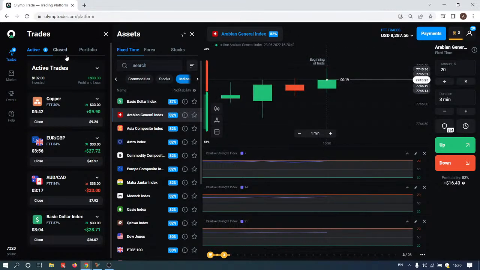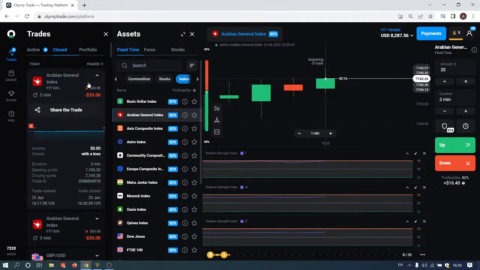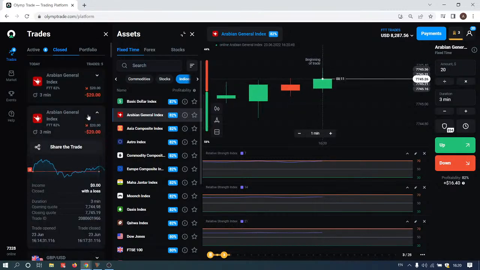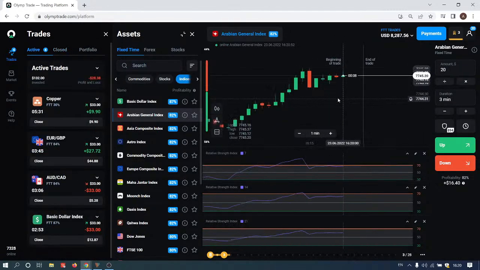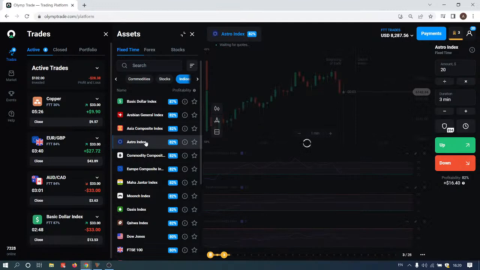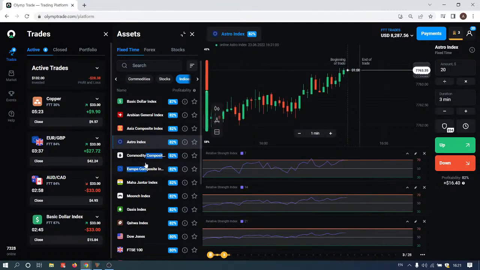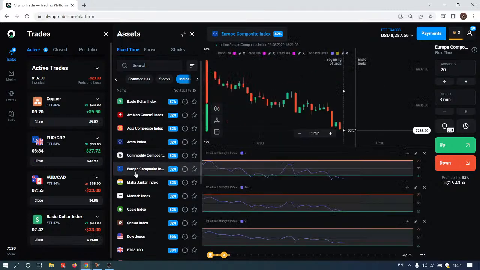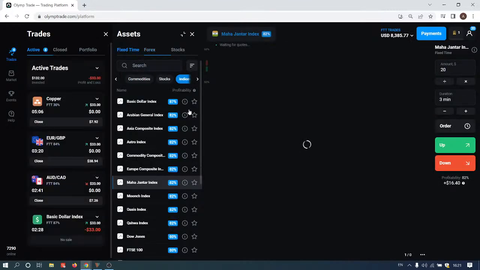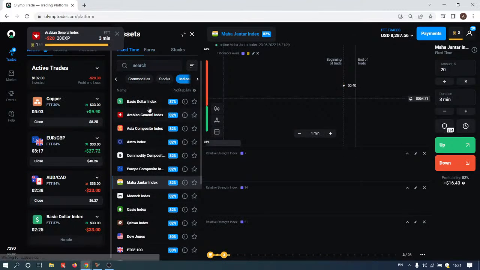So Arabian General Index, my second losing trade here was relatively close to winning, but that is how it works. In trading, your potential of making money is huge because if you manage to, you can easily make $1,000 per month or even per week and even per day. But at the same time, you can close your trading day or trading week with a loss, and no one can guarantee that.